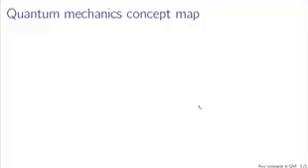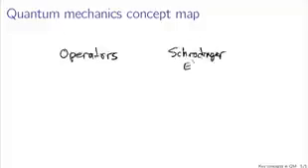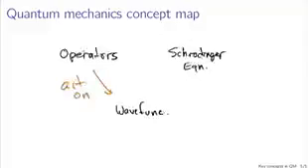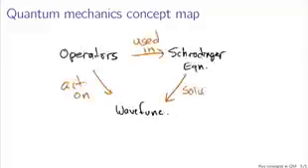So to put these in a bit of a roadmap, we have operators. We have the Schrodinger equation. And we have the wave function. Now operators act on the wave function, and operators are used in the Schrodinger equation. Now the wave function that actually describes the state of the system is going to be the solution to the Schrodinger equation.